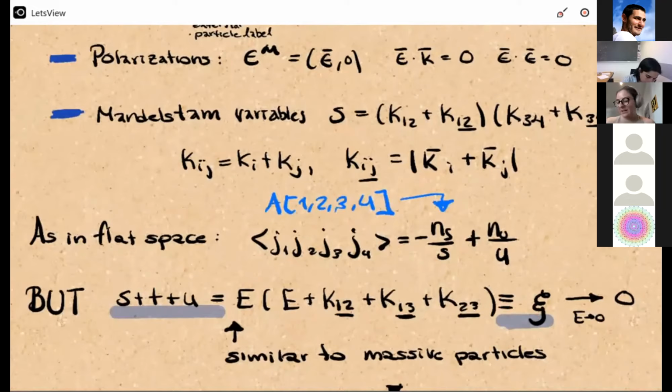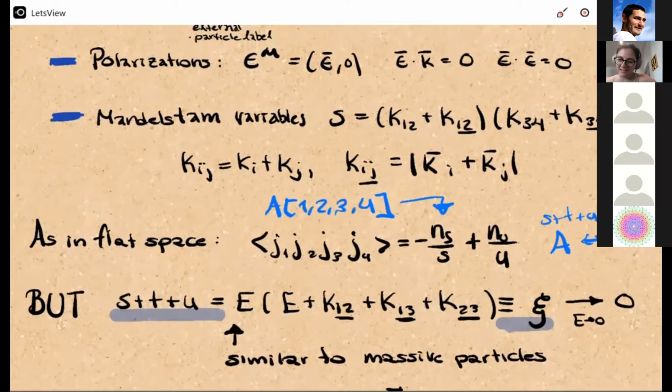If you remember, at the beginning I showed you that s plus t plus u equals 0 was actually important to make the double copy work, to make that matrix non-trivial, the one that was relating my amplitudes with my kinematic factors. So this was important to make this relationship non-trivial. The fact that this is not 0 in this case can be problematic, and we'll see how.